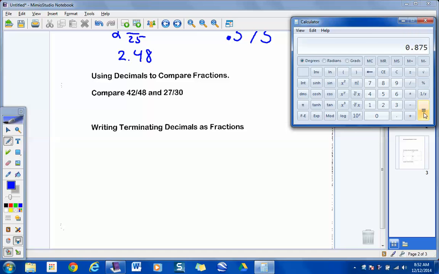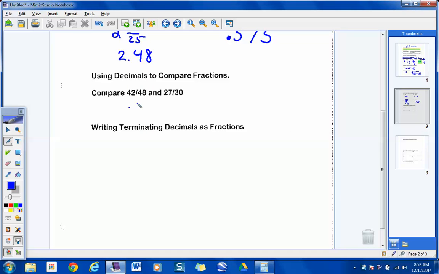What did you get? 0.875. What do you get for 27 over 30 when you punch that up? 0.9. Okay, so 0.875 and 0.9. Look at the first digit after the decimal point. Are they the same or different? Different. Which one's bigger, the 8 or the 9? So which fraction has to be bigger, the one on the left or the one on the right? On the right. So since the decimal 0.875 is less than 0.9, I would say that the fraction 42 over 48 is less than the fraction 27 over 30.